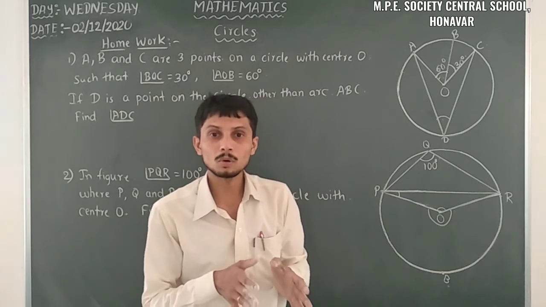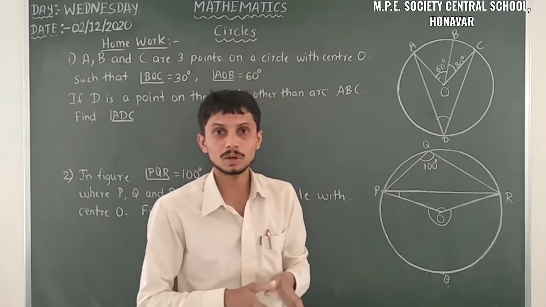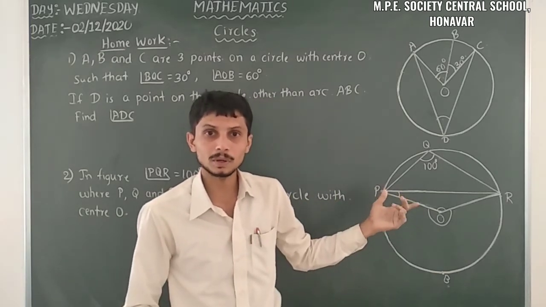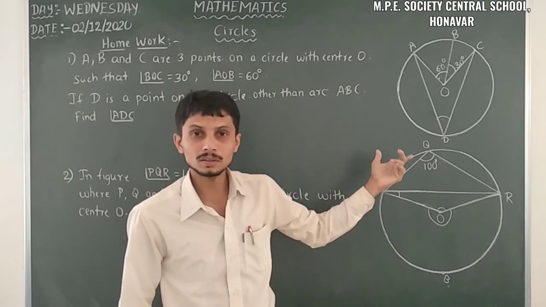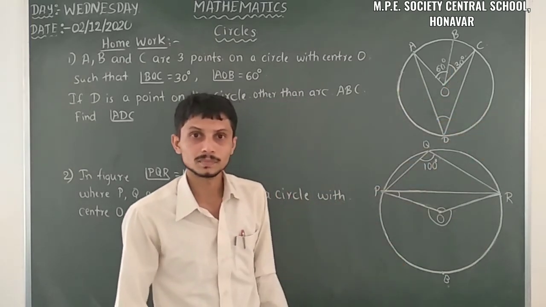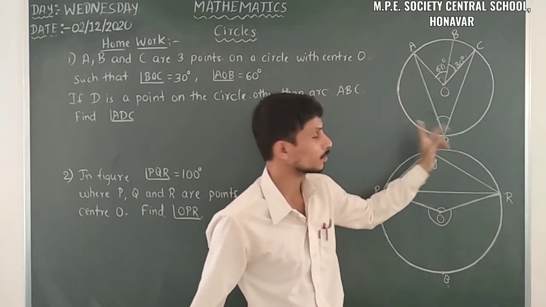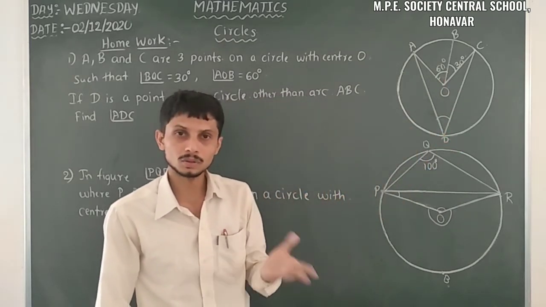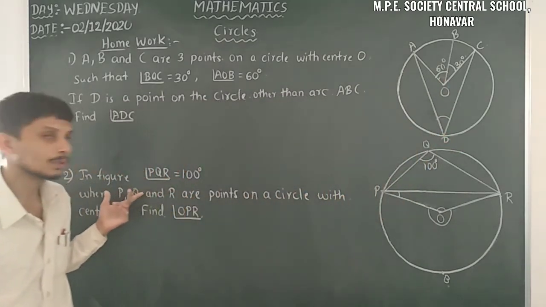I hope you understood the relationship. So with the help of theorem 10.8, you can solve this problem and find angle ADC also. The angle at the center is equal to 2 times this angle. I hope you understood that one. Let us move on to the last problem.